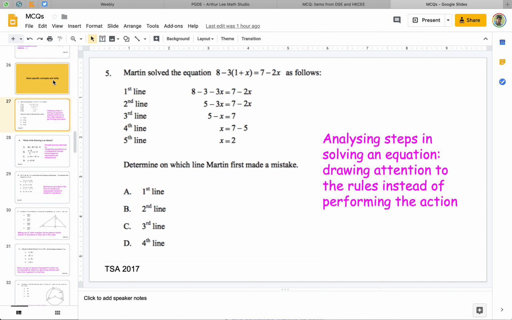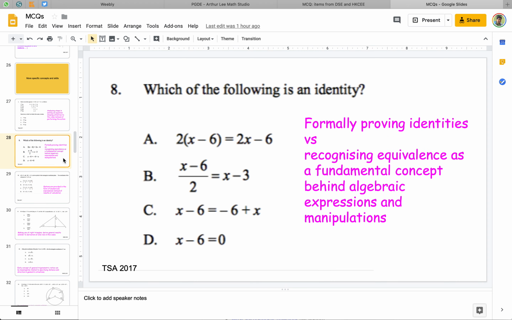So I further provide some other examples apart from the equations of straight lines examples. This one is from the TSA, the junior secondary levels exam. This is also a kind of question that can be used for discussion in the classroom, because it's about asking a student to analyze the step. It's not just about solving it step by step.